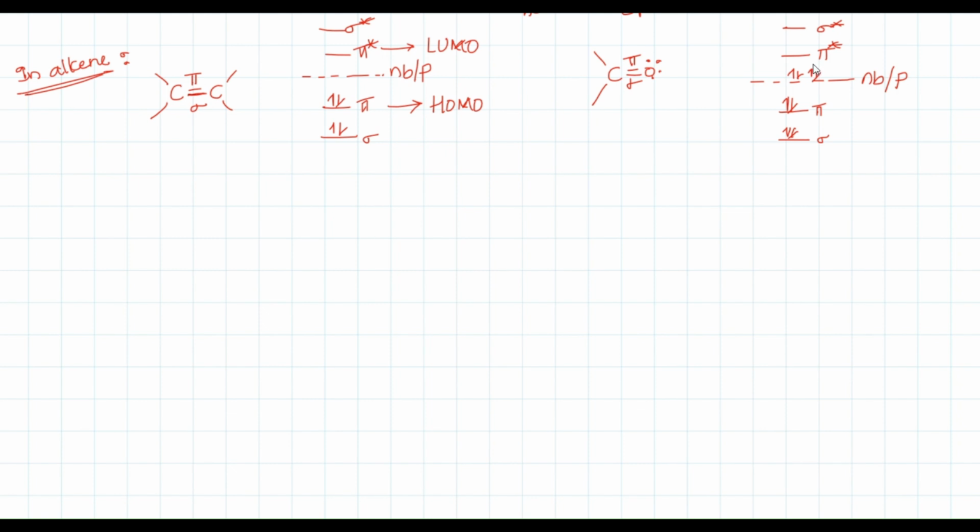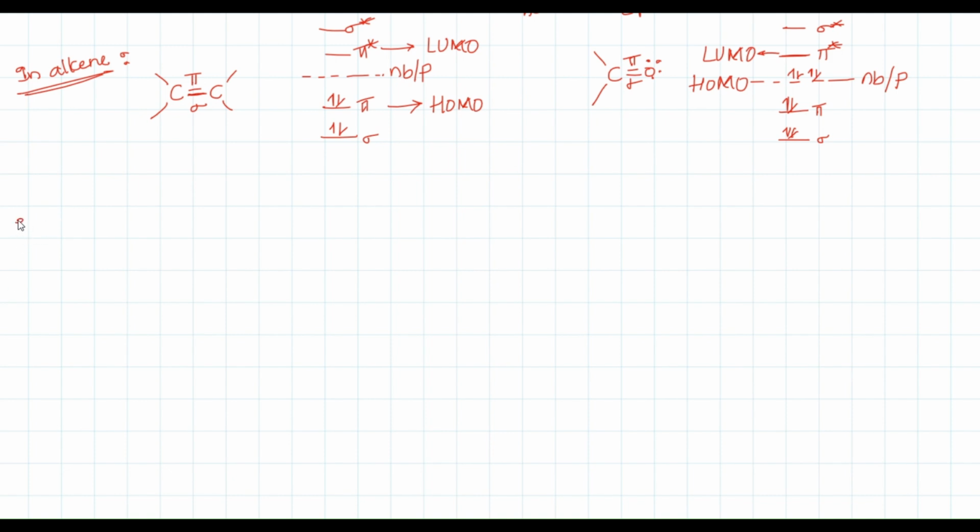Like that we can say, okay, which one is HOMO then? This is the HOMO, highest occupied molecular orbital, and this is the LUMO, lowest unoccupied molecular orbital. Not sigma star, because it has higher energy. The lowest unoccupied molecular orbital here is pi star. Understood? Okay.